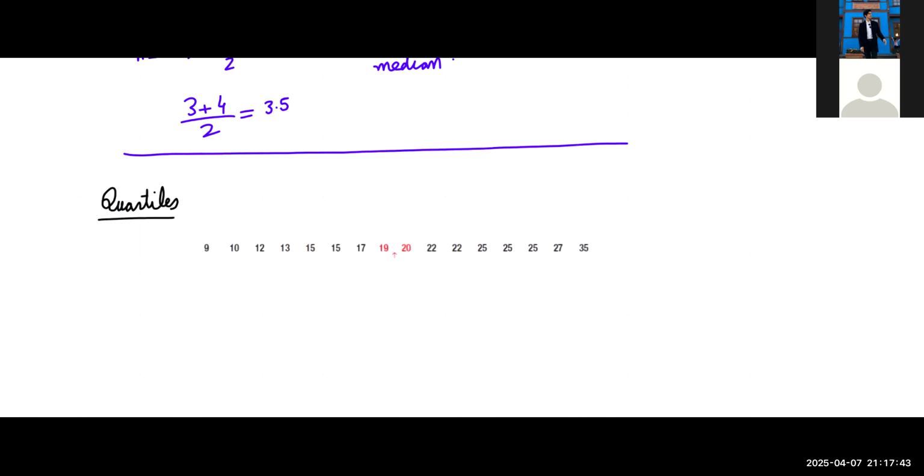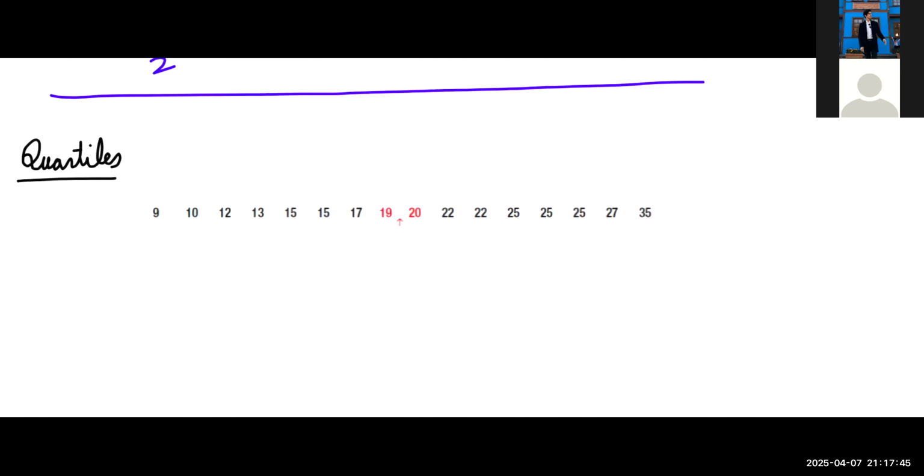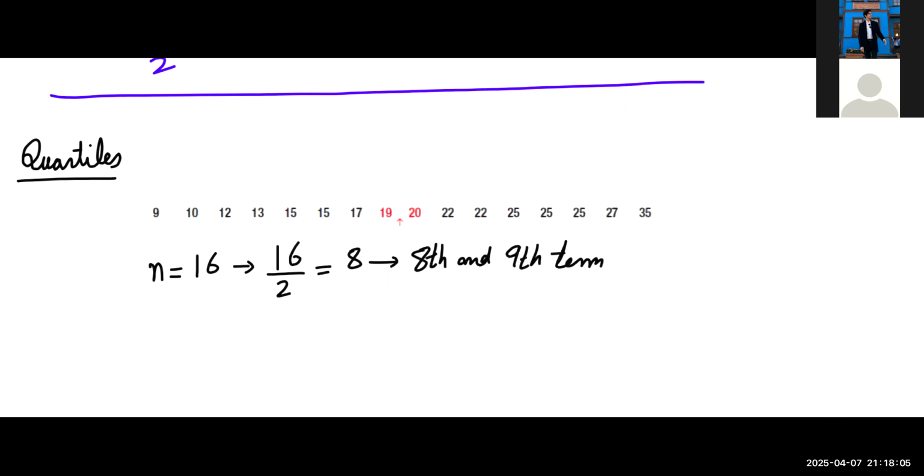So as you can see, these are 16 data points arranged in ascending order. Since there are 16 terms, to find the median, I need to divide the total number of terms by 2. I get 8, which means that the average of the 8th and 9th terms is my median. Okay, we already know how to find the median though.